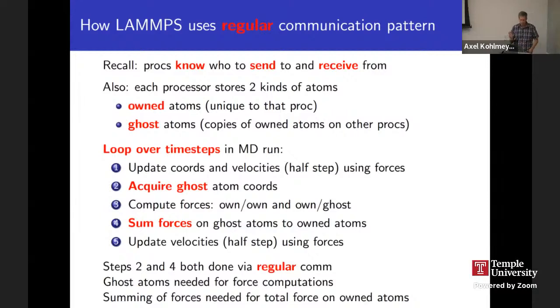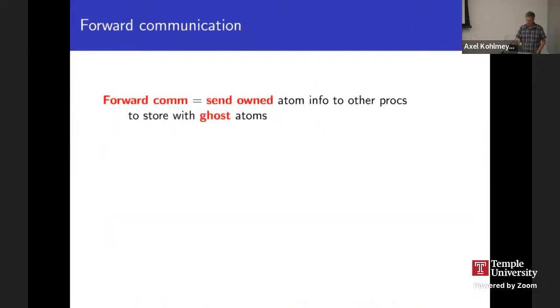Okay, so both steps 2 and 4, the ones that are highlighted there in red, acquiring ghosts and summing forces, those are both done via this regular communication operation I've described with LAMMPS. As I said, the ghost atoms are needed for the force computation, and the summed forces are needed to get the total force on the atoms, which is used in a variety of contexts by other parts of the time step. So LAMMPS distinguishes between those two computations with what's called forward communication and reverse communication. Stan mentioned this briefly yesterday. The idea of forward communication is when I want to send owned atom info to other processors to store with their ghost atoms.